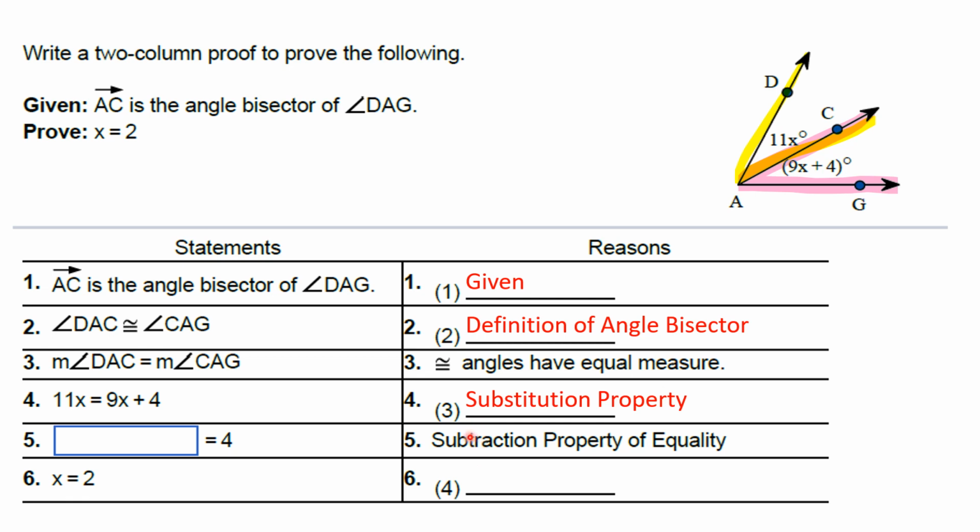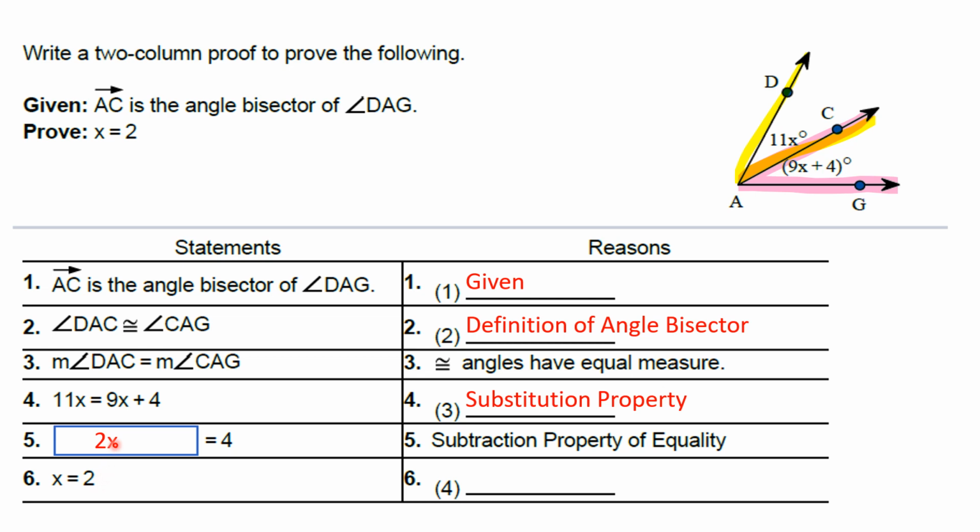All right, now the next line, it says we're supposed to be using the subtraction property of equality, and we're supposed to be getting 4 by itself. So what do we need to do to that 9x if we're supposed to be using the subtraction property of equality? We're going to subtract 9x from both sides, right? So subtract 9x from both sides. What are you going to be left with on the left? 2x. Good.